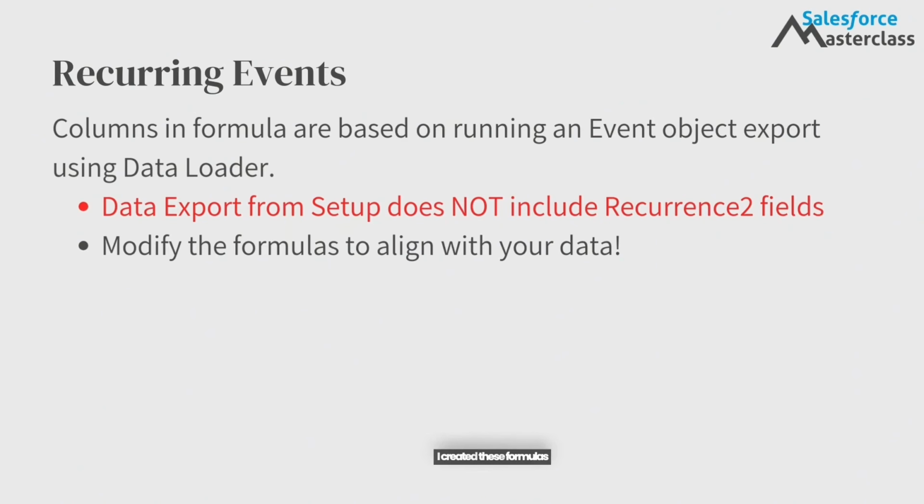I created these formulas based on the real-world scenario of running a data export from setup from the source org, and then realizing that the recurrence 2 fields are not included in it. So I ran an event object export using data loader and selected all fields. It's possible that your column order may be slightly different if you have custom fields.